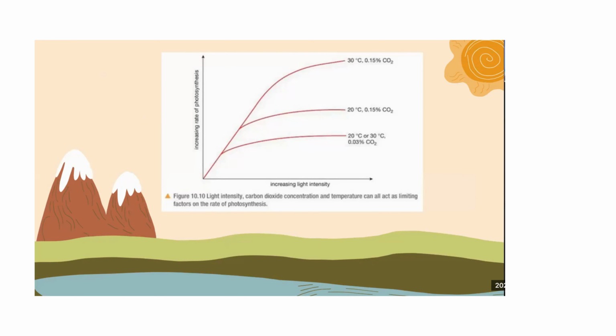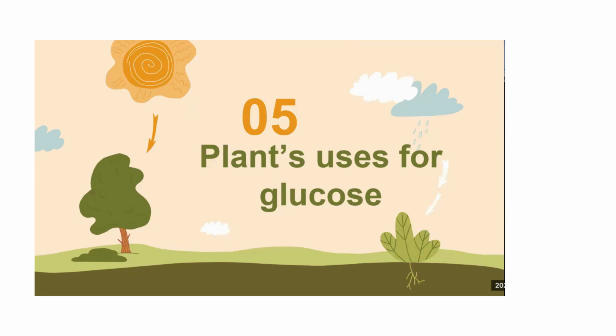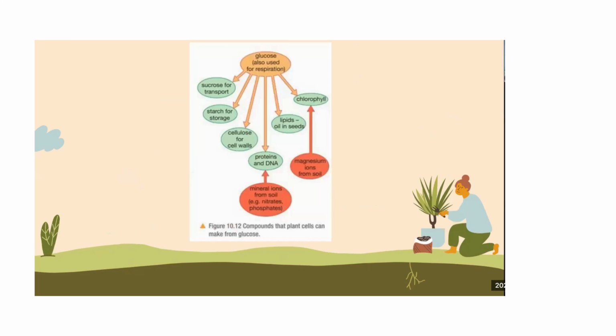So, this is the graph of how they affect. So, how do plants use glucose and what do they use it for? We have to discuss how plants use glucose. Plants use glucose for respiration, they use sucrose for transport, and starch is the main storage form.